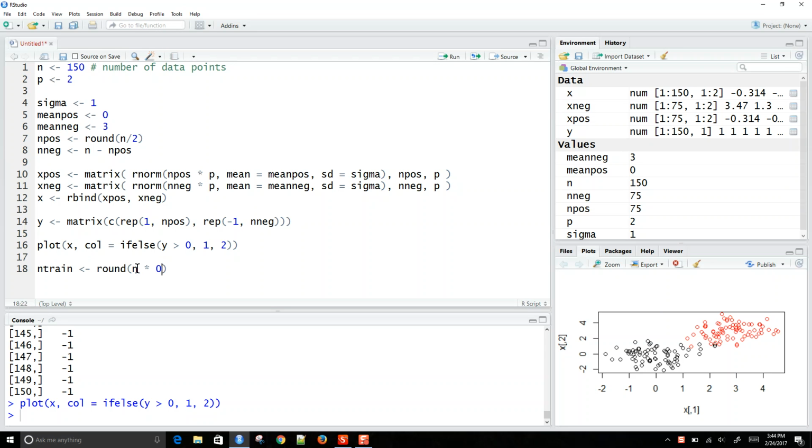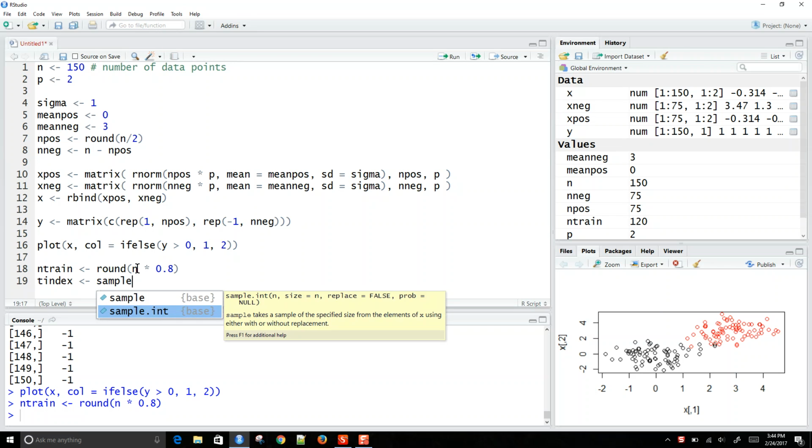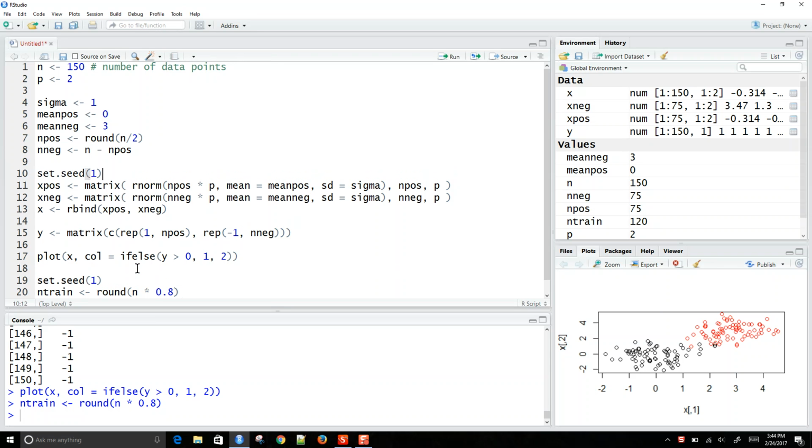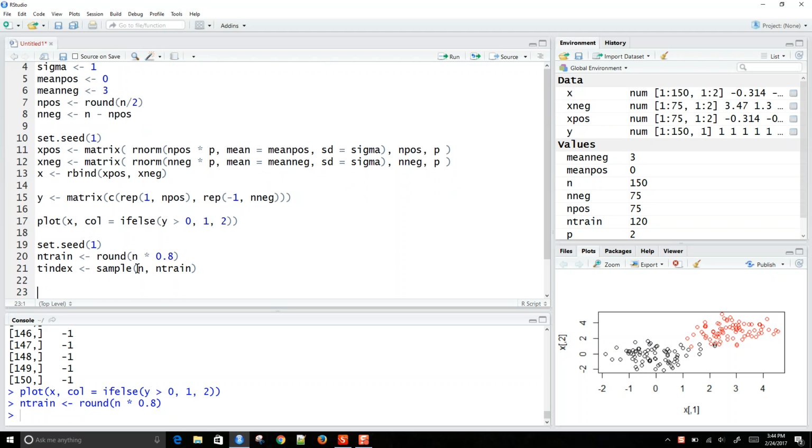I'm going to just take 80% of our data, and then I'm going to just sample, I guess, let me set seed 1 here. Sample n train. I guess I should have set seed before I generated my data also. So set seed there, okay, and then sample right there.